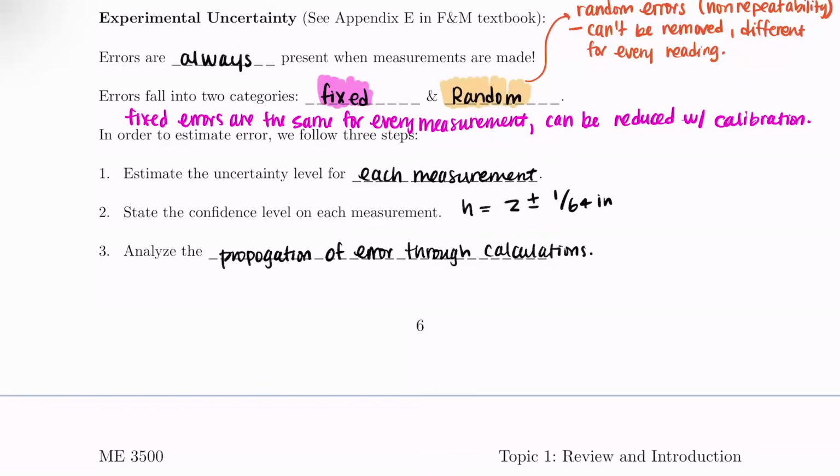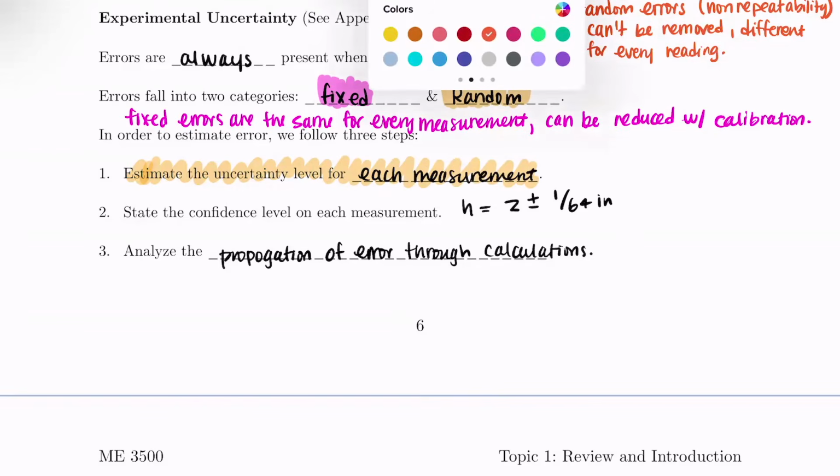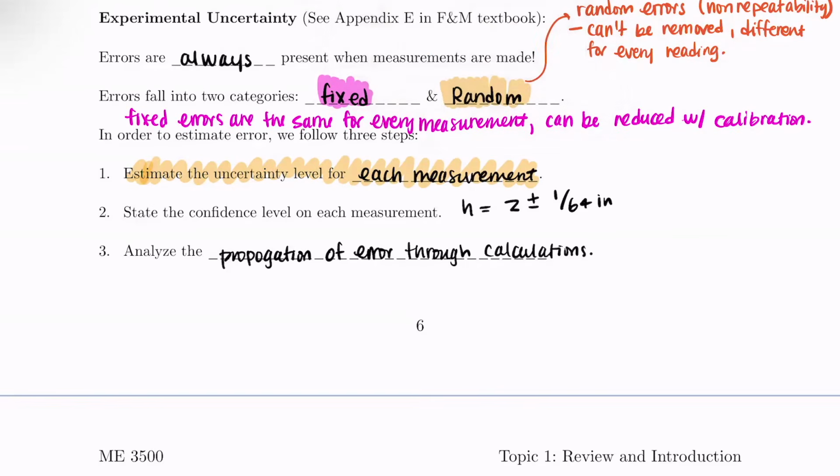Okay, so when we're talking about uncertainty level, I want to give you a little bit more of a statistical nuance of what we're talking about. So when we are talking about uncertainty levels, there we go, I want that color.